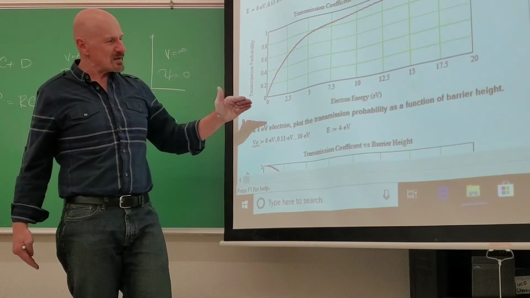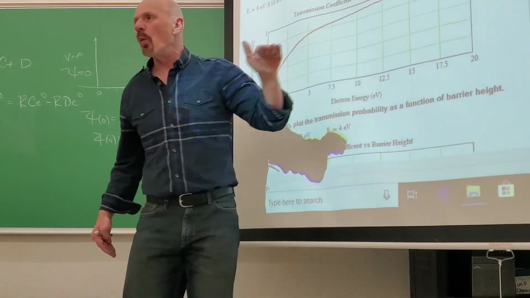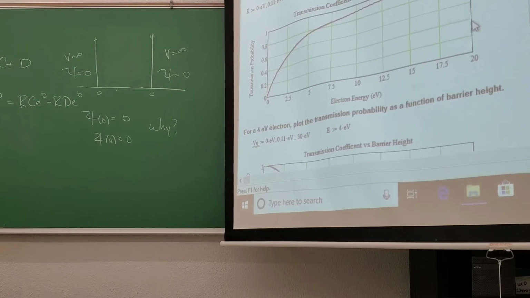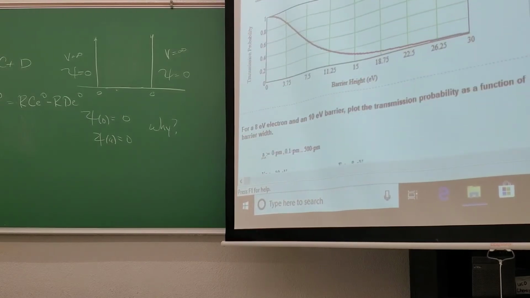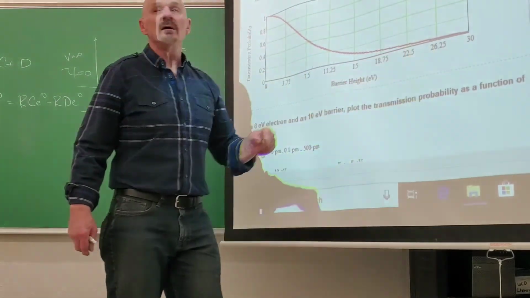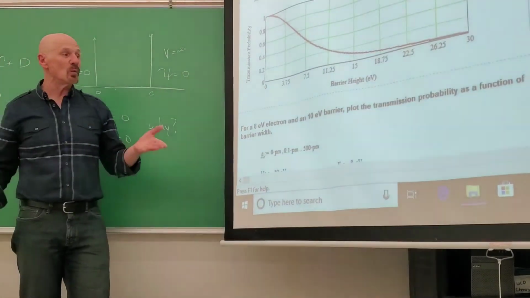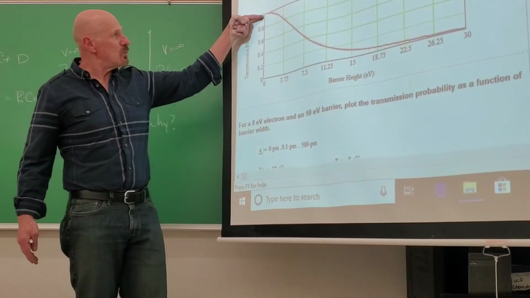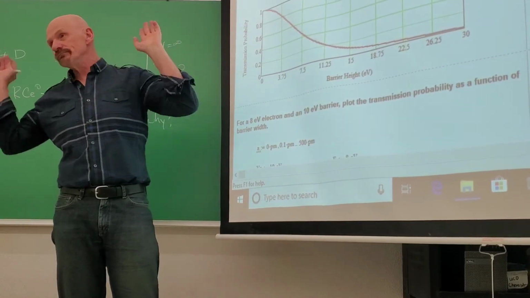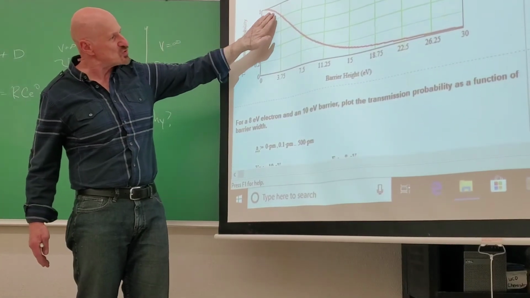But once you get the electron energy sufficiently high, it goes to 1 as it should. Do another example. What if I have a 4 electron volt electron? I want to plot the transmission probability as a function of the barrier height. So now the barrier height goes from 0 to 30 EVs. The electron is 4 EVs, and once again, initially with a 4 EV electron and a 0 barrier, all of it goes through, makes sense, but it begins to drop.